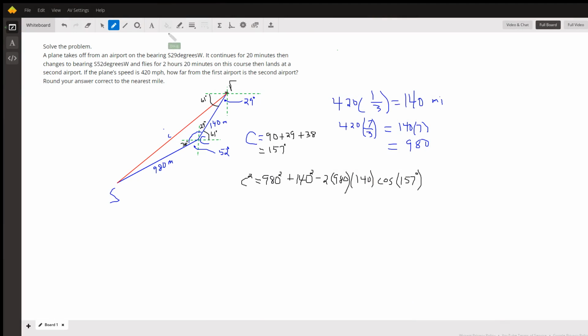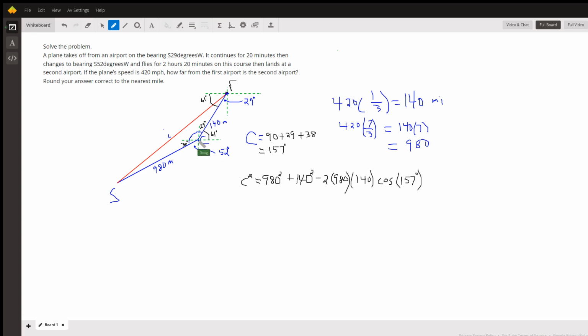Okay, here's a diagram that depicts the situation. We've got the first airport where this plane takes off south 29 degrees west. Okay, and it helps when you draw this sketch to maybe put some dashed lines, one horizontal and one vertical, to help visualize the bearing of the plane.